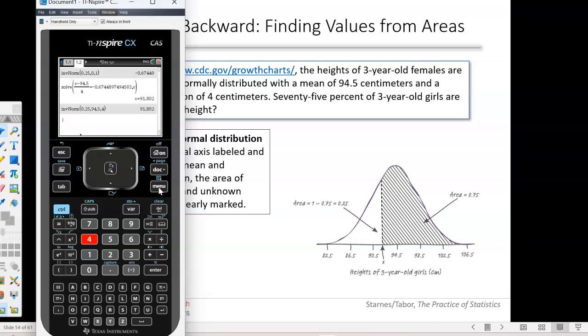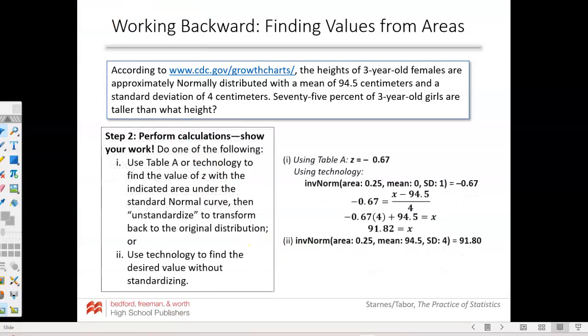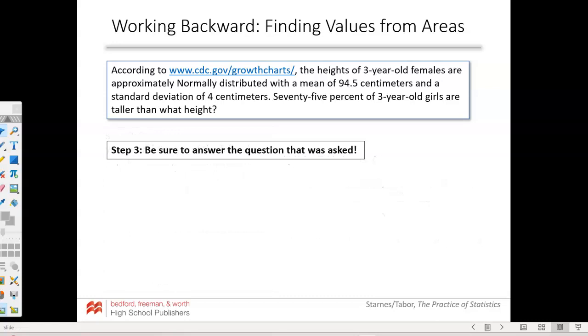It doesn't tell you the z-value, and sometimes the question might ask about the z-value, so it is good to know the other way as well, but if you're just trying to get the answer, it's a little bit faster there. So just as long as you know what you're looking for here. So again, use the technology to get it, and you can do it 2 different ways. Be sure to answer the question that was asked. We haven't answered it.